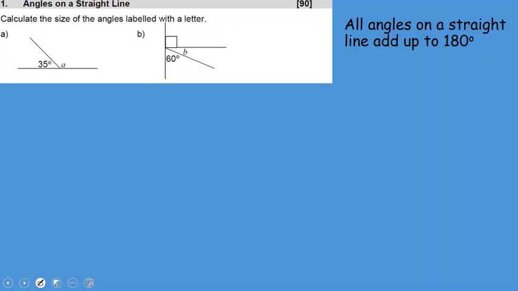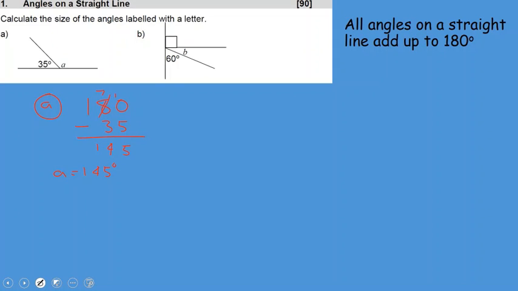So welcome back. Let's have a look at question A. So if all of the angles add up to 180 degrees, and we can see we've got 35, to find A, all we need to do is to say 180, take away 35. So A is equal to 145 degrees.